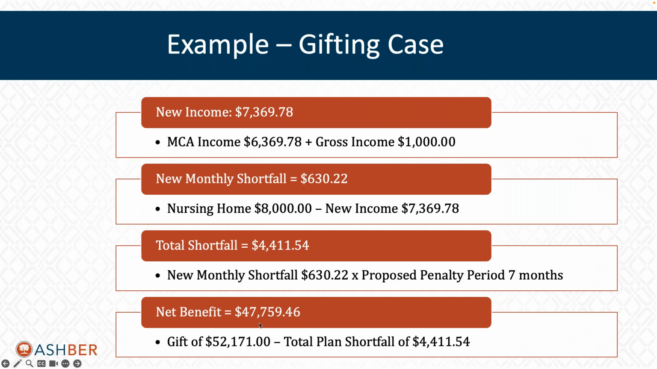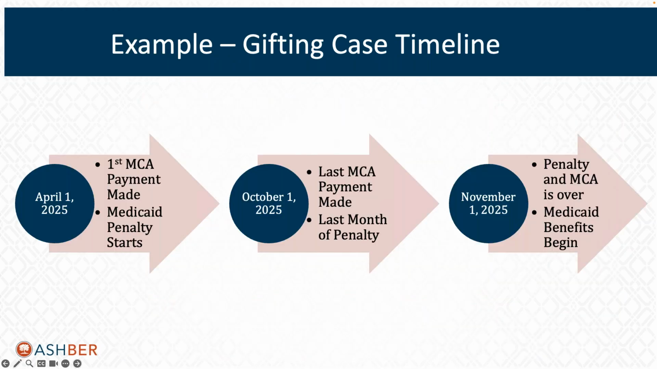The other thing to add to the net benefit that's not on this list is the $1,800 resource allowance. If the giftees are making all the payments for the shortfall, then it makes sense that the $1,800 will still be there. So the net benefit becomes closer to around $50,000, which is pretty much precisely half of what Ms. Johnson's total assets were.